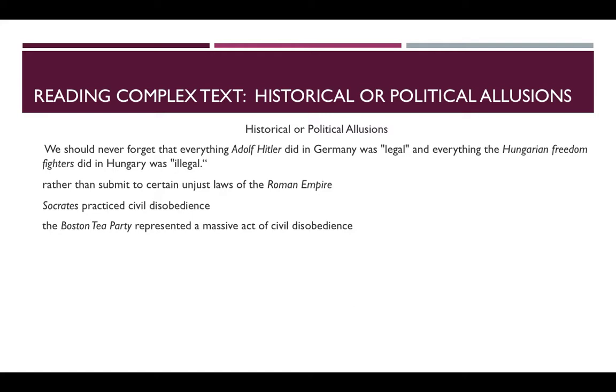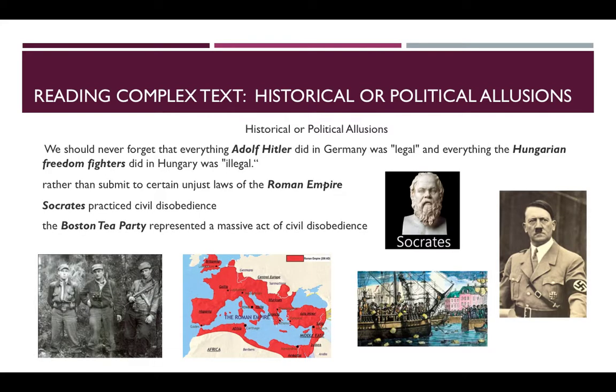In his letter, Dr. Martin Luther King Jr. also included historical and political allusions. Take a moment to read some of them. He refers to Adolf Hitler, the Hungarian freedom fighters, the Roman Empire, Socrates, and the Boston Tea Party. If readers lack background knowledge, this could cause difficulty.